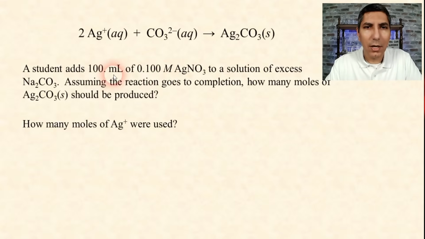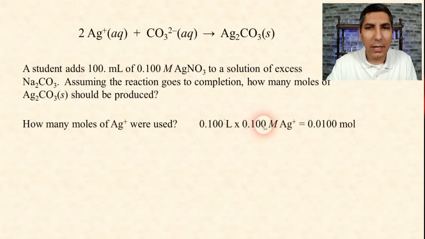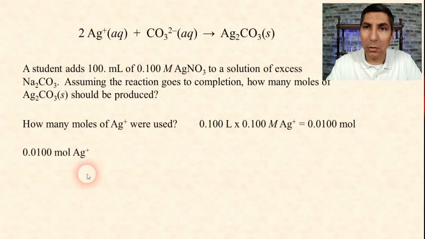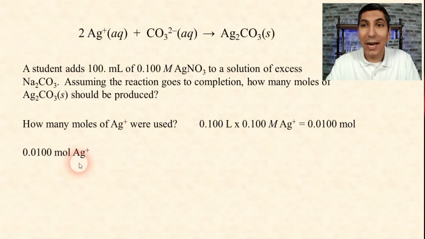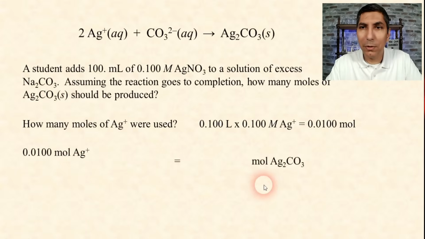I have 0.1 liters, and I have 0.1 moles per liter. So to find the moles, you just take the molarity times the liters. So 0.1 molar times 0.1 liters is 0.01 moles of silver ions. So that's what I'm going to start with, the 0.0100 moles of silver ions. And the question is, how many moles of silver carbonate should be produced? So that's what I'm going to put down here at the end of my stoichiometry process.